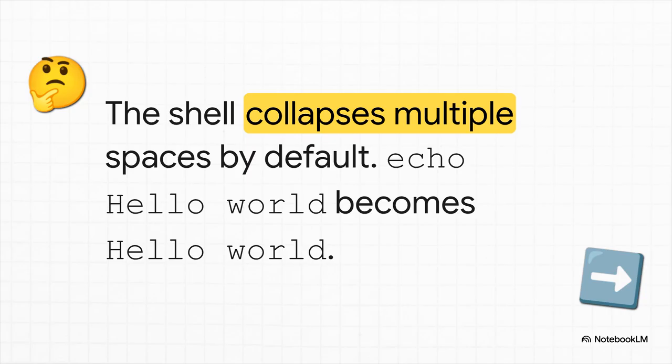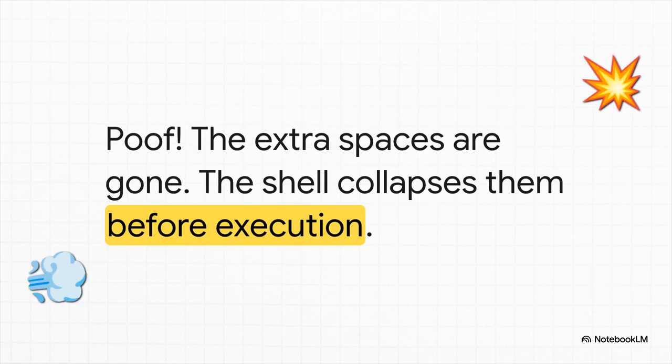You type echo, then hello, then you mash the spacebar a few times, and then world. You'd expect to see all those spaces in the output, wouldn't you? But, watch what actually happens. And poof, they're just gone. The shell saw all those extra spaces and just collapsed them into one single space before the echo command ever saw the text. This is called word splitting.